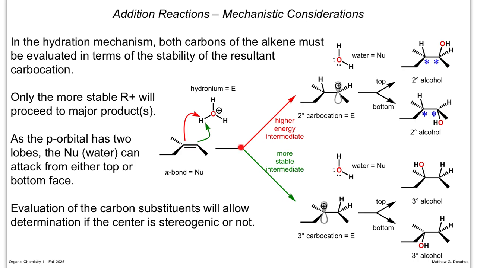Here is your decision point right there: draw out both intermediates, then evaluate them according to the stability. Since the tertiary is more stable, we have this carbocation. The water can trap from the top or the bottom face equally. So the result of that is a tertiary alcohol. The difference between the secondary and tertiary, those are constitutional isomers of one another.